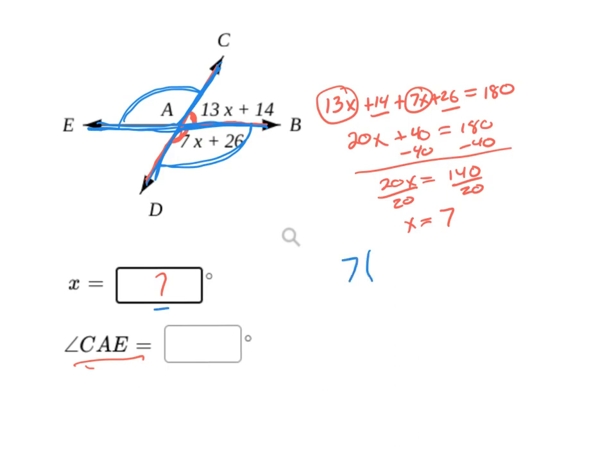So, we have 7 times 7 plus 26. So that's 49 plus 26. 49 and 26 is 75. So that should be my answer there.